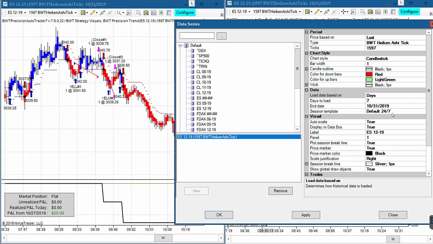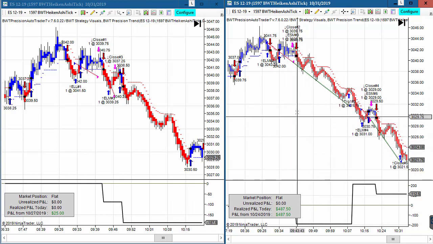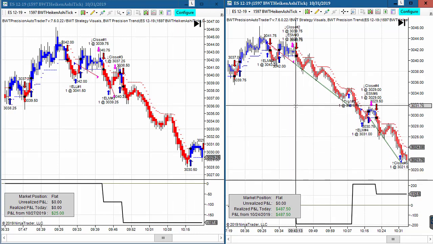I always tell everyone, if you want to mimic my settings, you have to use the same settings that I use, which is 24/7, and I usually go back 7 to 10 days. So this, my default chart, hit its goal on the 1597 Heikin-Ashi tick chart.